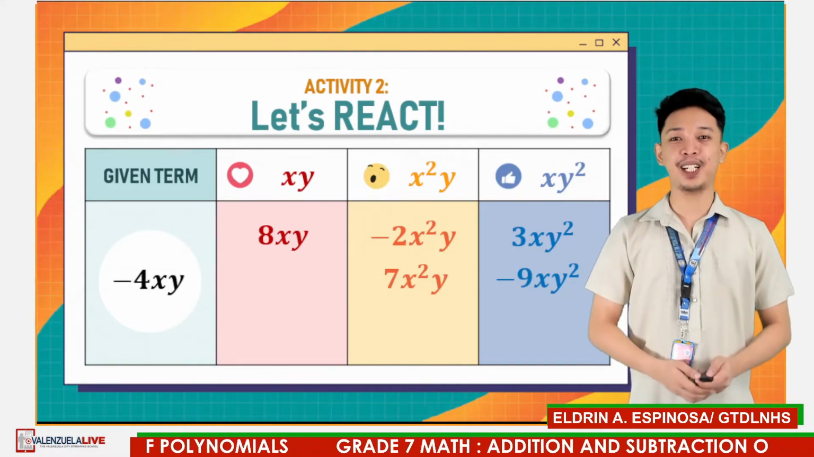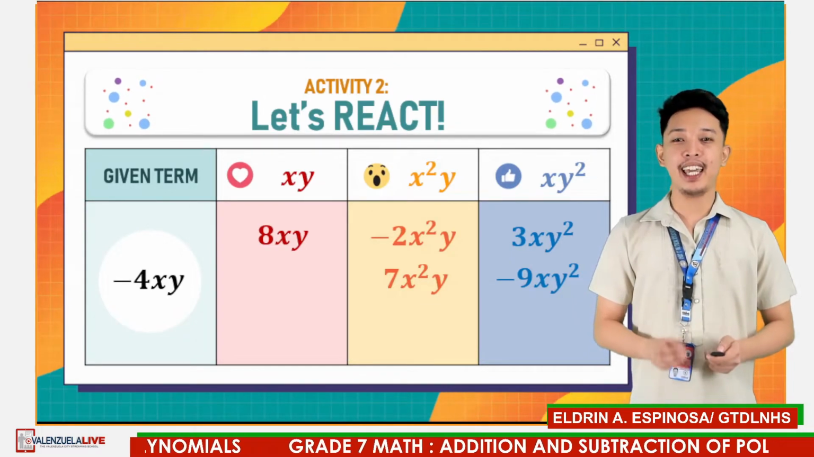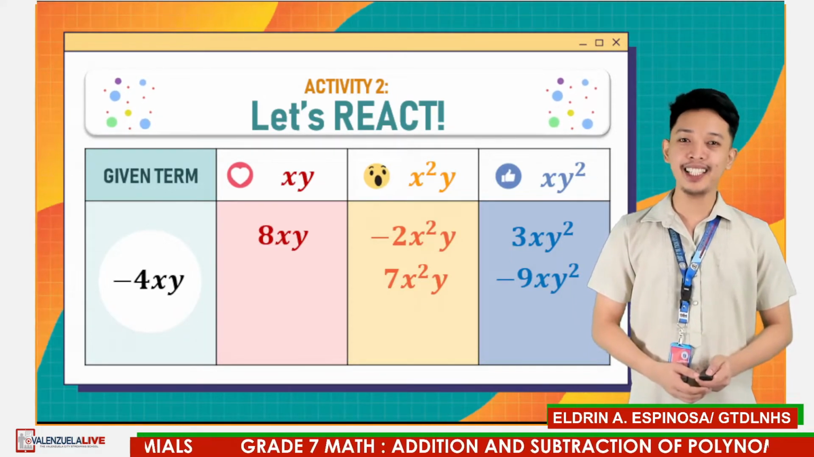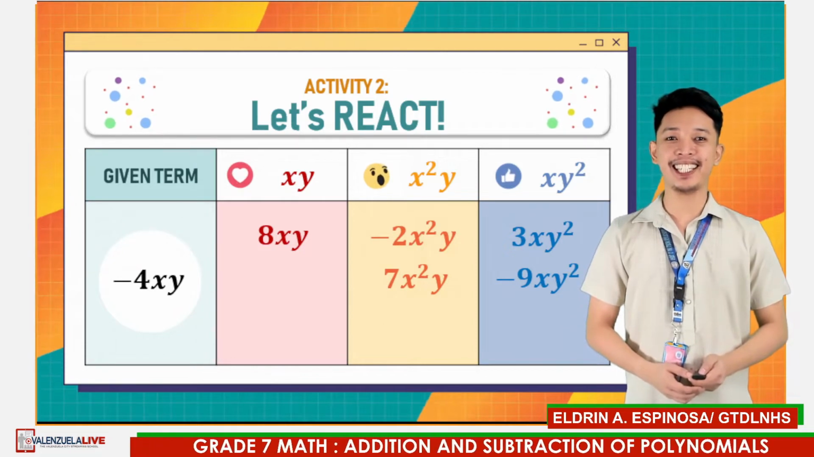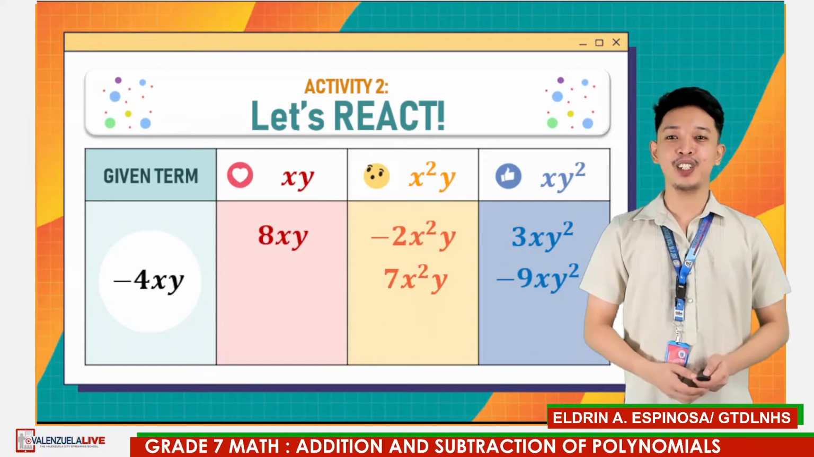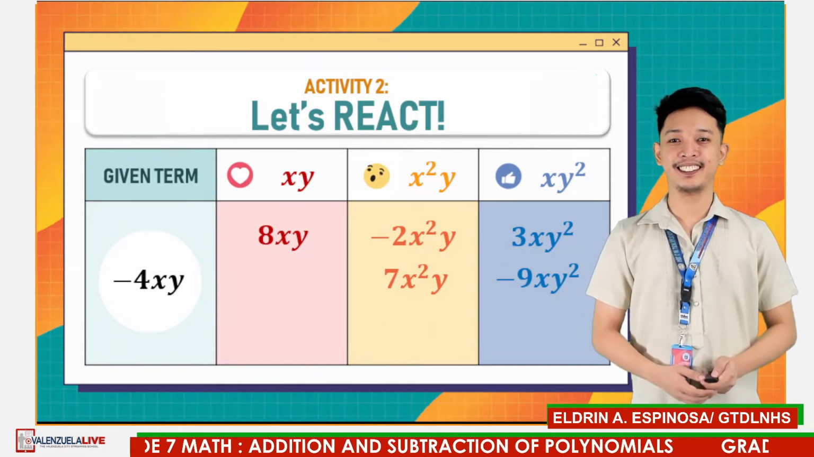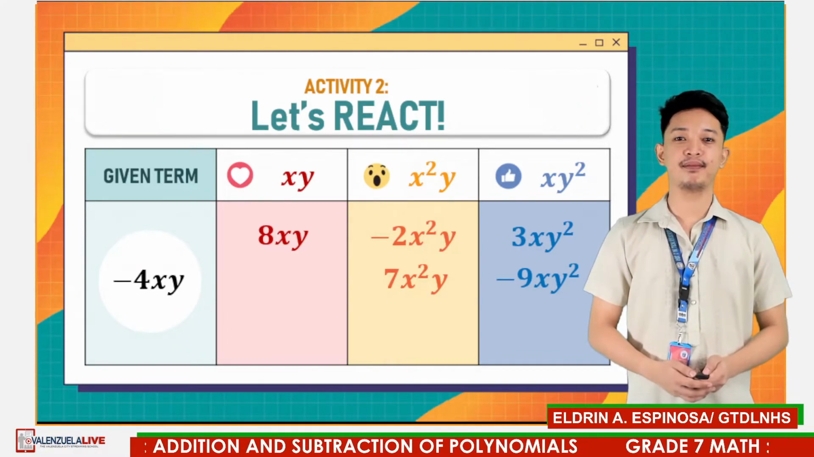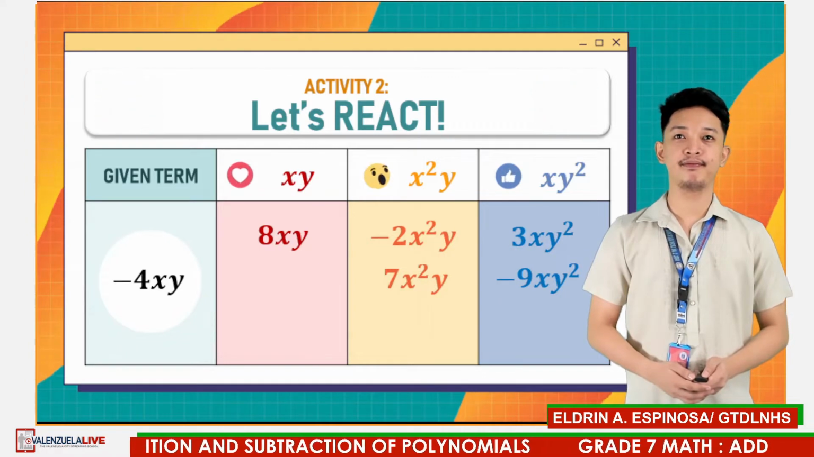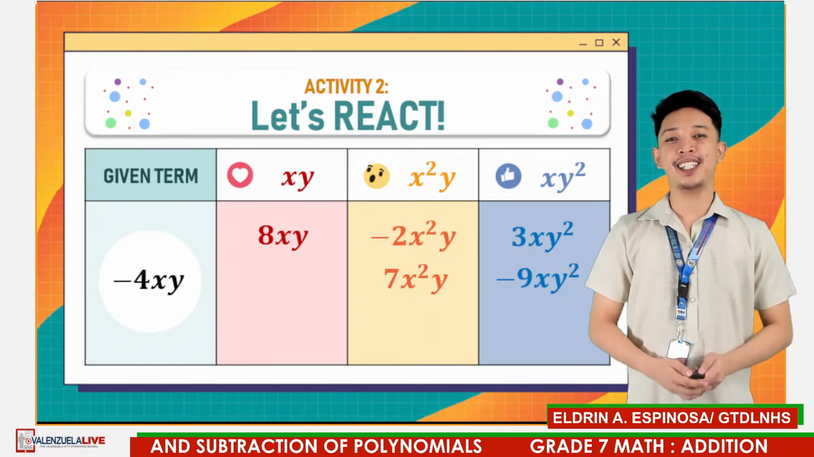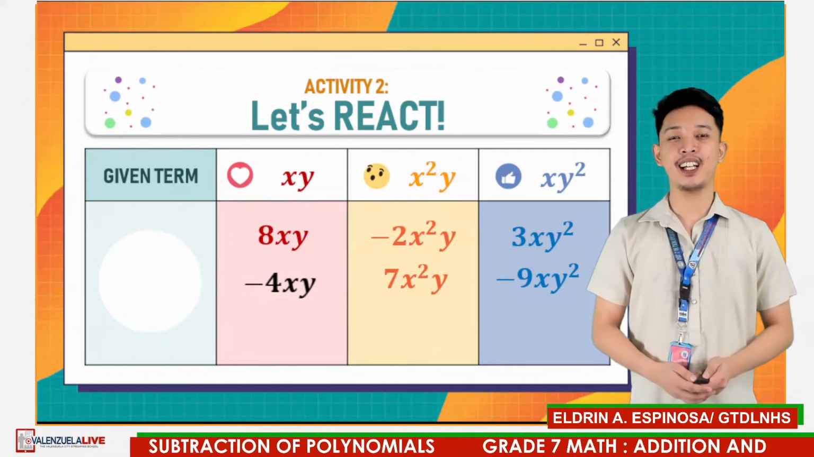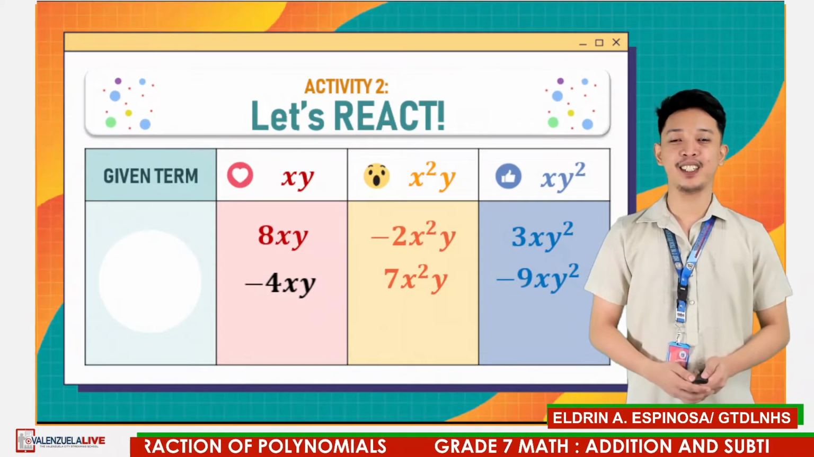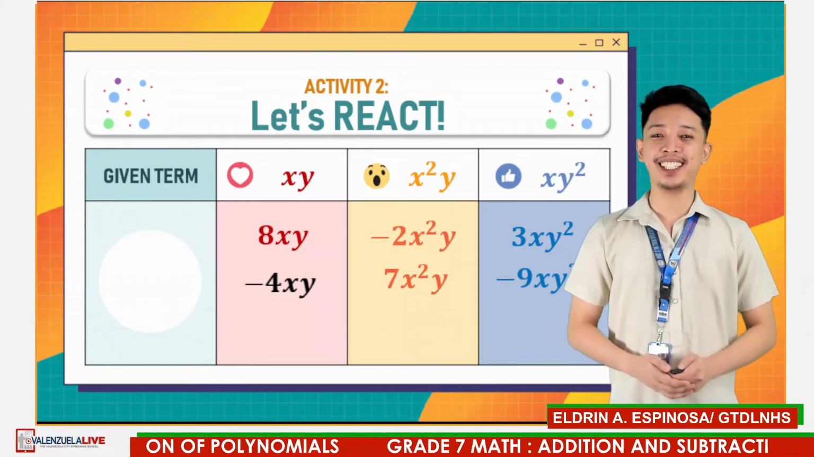And for the last term, negative 4xy. Is it heart, wow, or like? Let's react. Go! Very good. The correct answer is heart. All right, you did a great job.